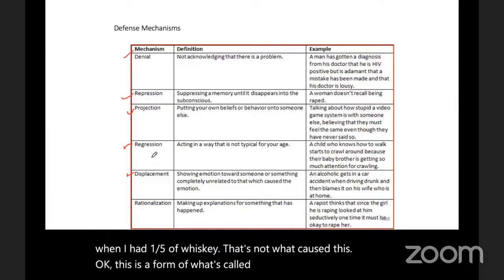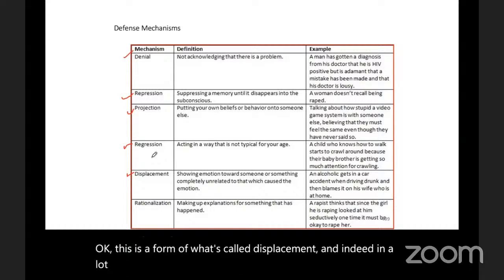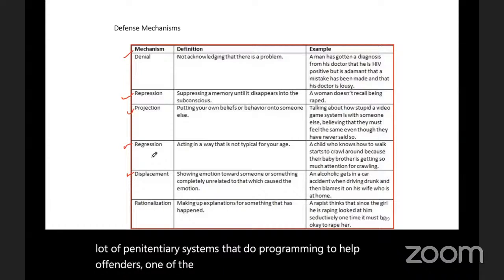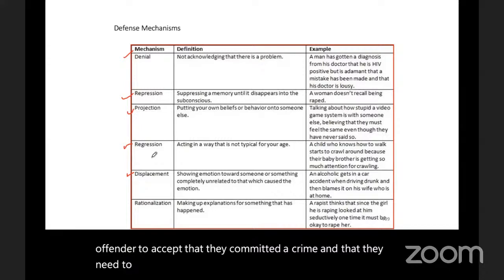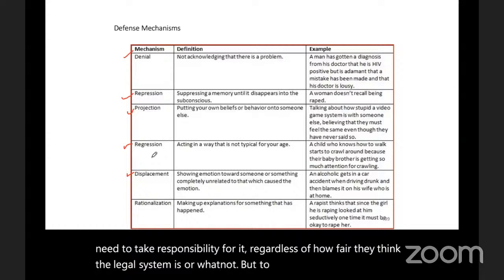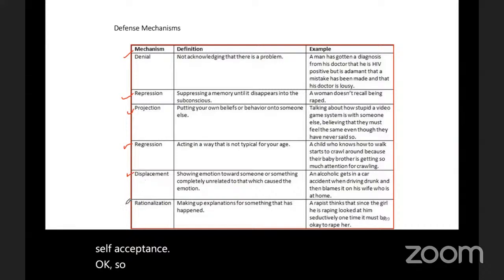And indeed, in a lot of penitentiary systems that do programming to help offenders, one of the first things they work on is getting the offender to accept that they committed a crime and that they need to take responsibility for it, regardless of how fair they think the legal system is, but to get them to that point of self-acceptance. Okay, so that's displacement.